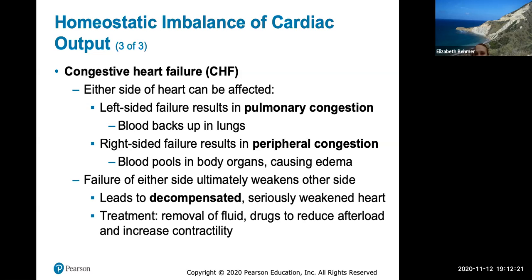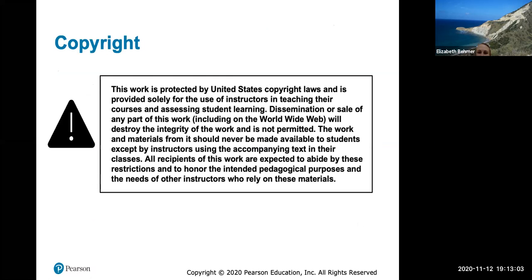Congestive heart failure can affect either the right or left side, and depending on which side is affected, it will cause pulmonary congestion, where blood backs up in your lungs, or peripheral congestion, where blood pools in your body organs, causing edema or swelling in parts of the body. Failure of either side will ultimately weaken the other side, leading to decompensation, a seriously weakened heart where the other side has to compensate for the side that's not working. Treatment is to remove the fluid caused by that blood pooling, the edema, and drugs to reduce the afterload, which is the pressure buildup usually due to a blockage of your arteries, and to increase contractility.